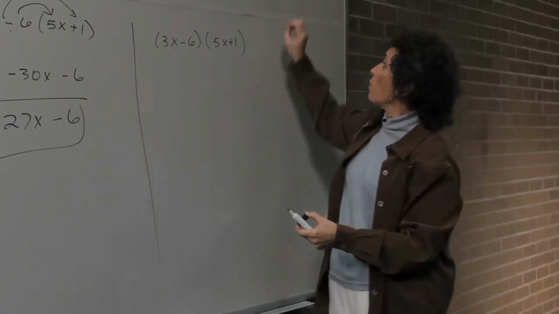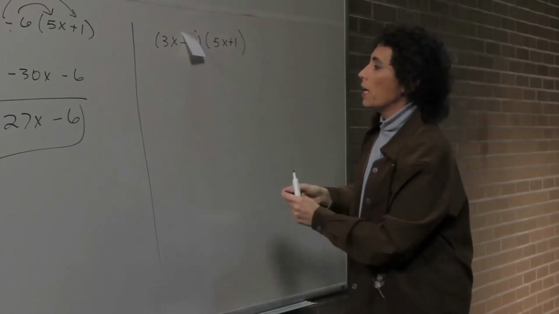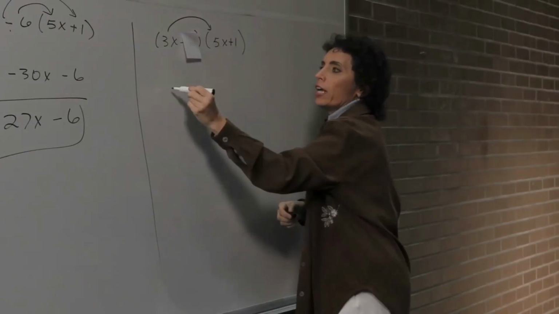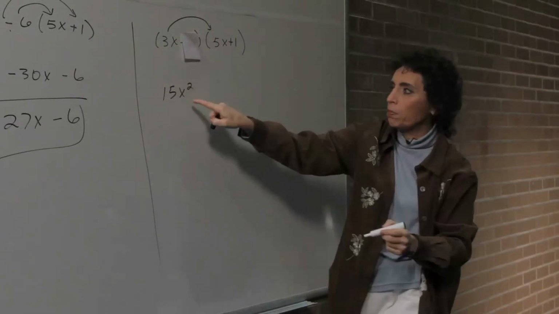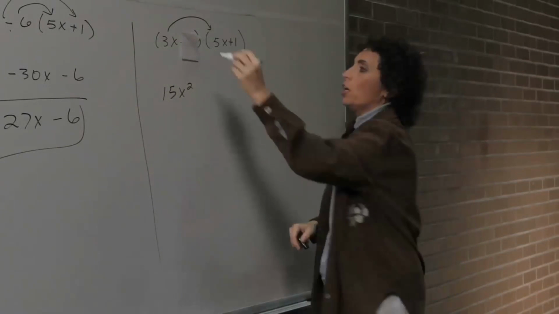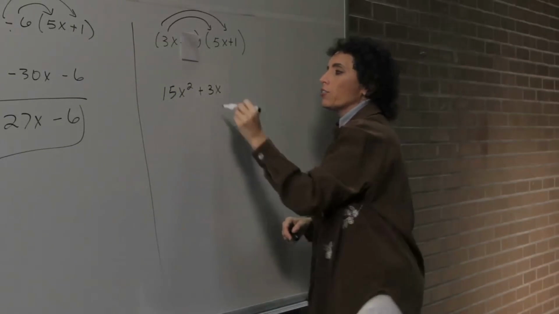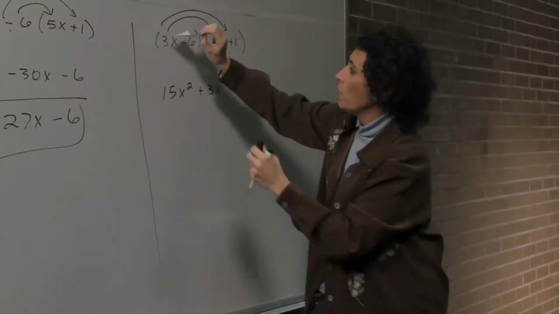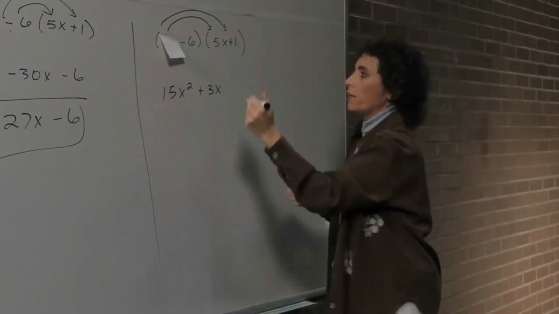So here's what we're going to do. The easiest way to look at this probably is to forget about that negative 6 for a second and just, let's hope this doesn't fall off. 3x times 5x is 15x squared, because I multiplied the coefficients, keep the base, add the exponents. 3x times a positive 1 is a positive 3x. Now there's nothing else to distribute my 3x to, so now I'm done with the 3x. I cover that up, and I distribute the negative 6.